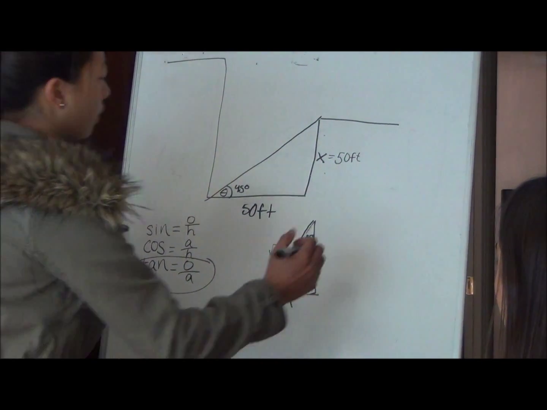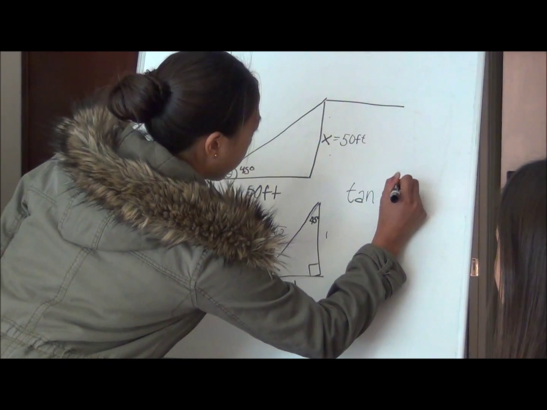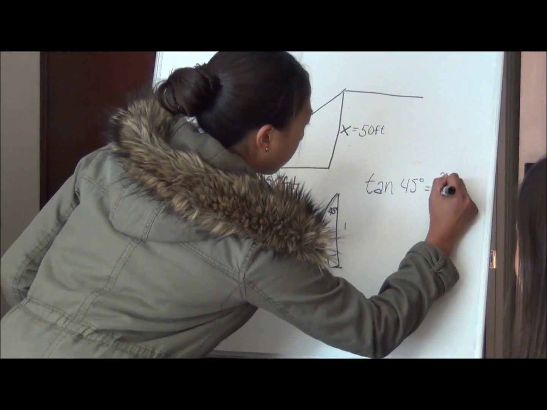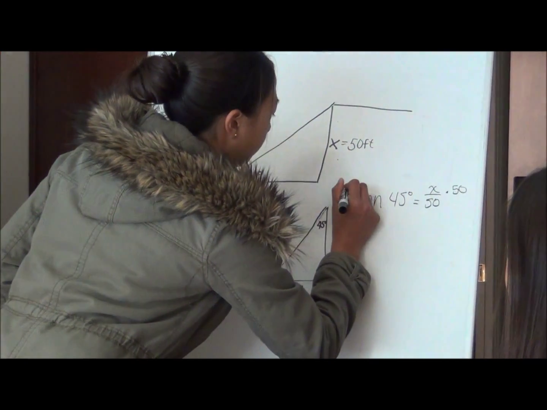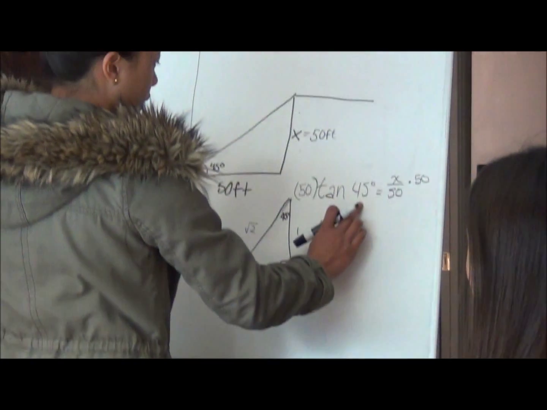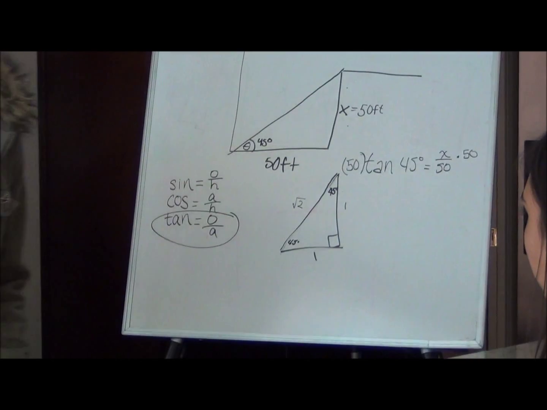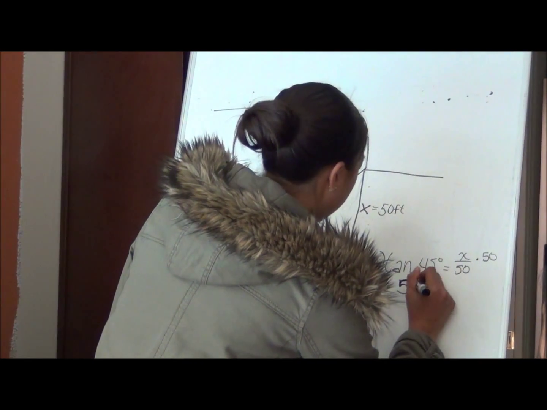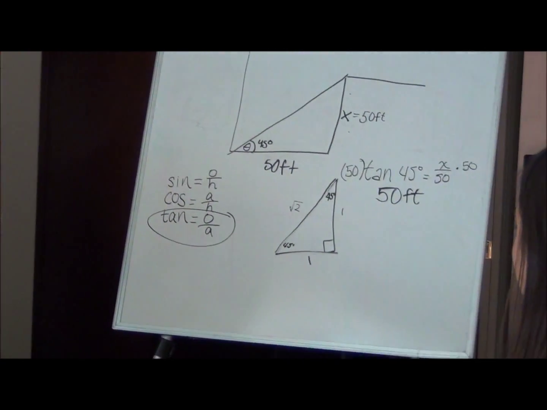When we put this in our calculator, you would use tan of 45 degrees equals x over 50. When you do that, you multiply by 50 to the other side. So when you put that in your calculator, you put tan of 45 times 50, and it equals 50 feet, and that's how you would do it.